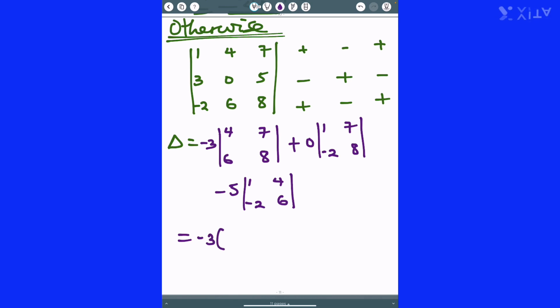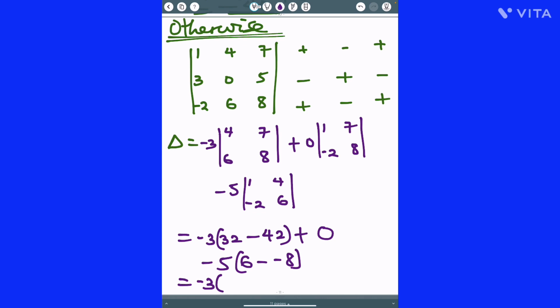So this gives me what? Minus 3 times, this is 4 times 8, 32, minus 6 times 7, which is 42, so that's 32 minus 42. All of this is 0, so I can just write 0. Minus 5 times 6 minus 8. That gives you, minus 3 times 32 minus 42 is 10. That's minus 3 times 10 plus 0. Then minus 5 times 6 plus 8 is 14. So that's minus 30 minus 17.